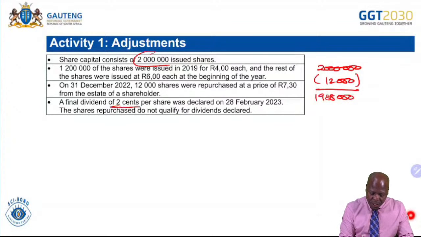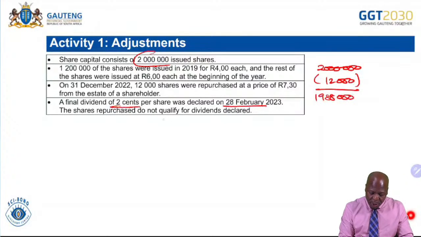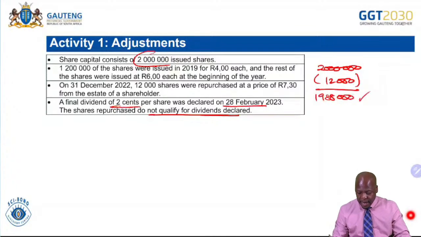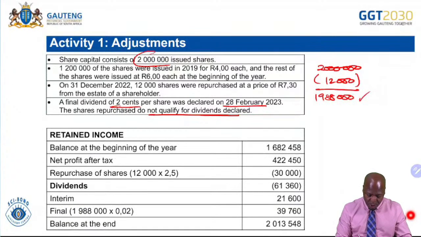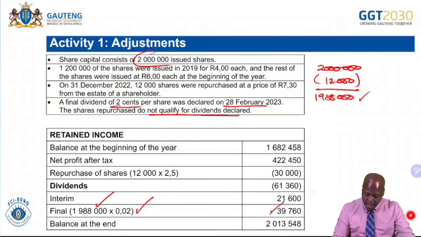A final dividend of 2 cents per share was declared on 28th February. The shares repurchased do not qualify, so we are only going to give it to the 1,988,000. So we are coming here now to say the 1,988,000 multiplied by the 2 cents. That is how we get the 39,760.